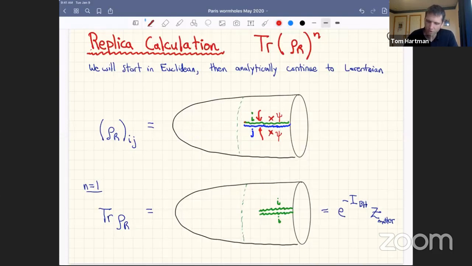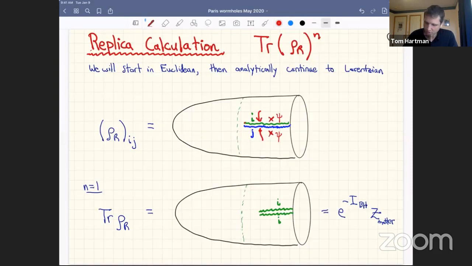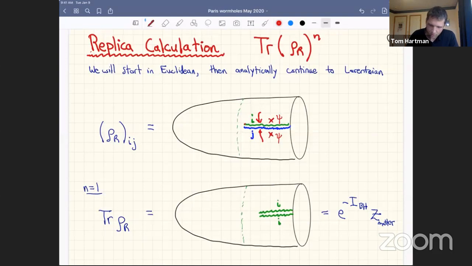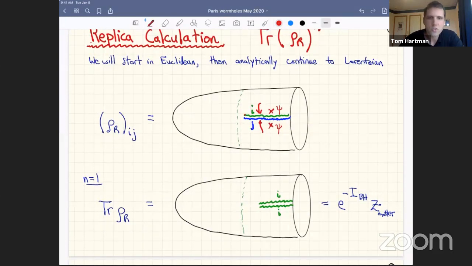Now we want to calculate trace rho_R to the n. Let's start with an easy case, which is n equals 1. For n equals 1, taking the trace just says that we should take i equal to j and sum over it. So this is the sum over i of this cigar geometry with i on top and bottom of the cut. Well, when you do that sum, that's just inserting the identity there. So we can just delete the cut entirely, and we're just doing the path integral on the cigar. This is just the usual calculation of the free energy of the black hole, given by the gravitational action and the one loop contribution of the matter fields.